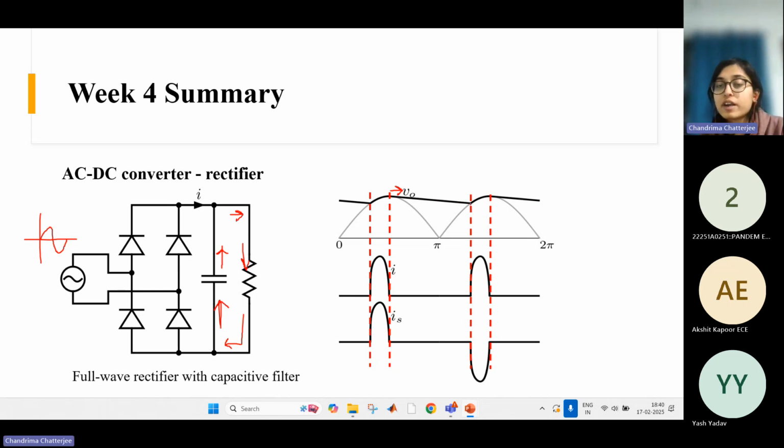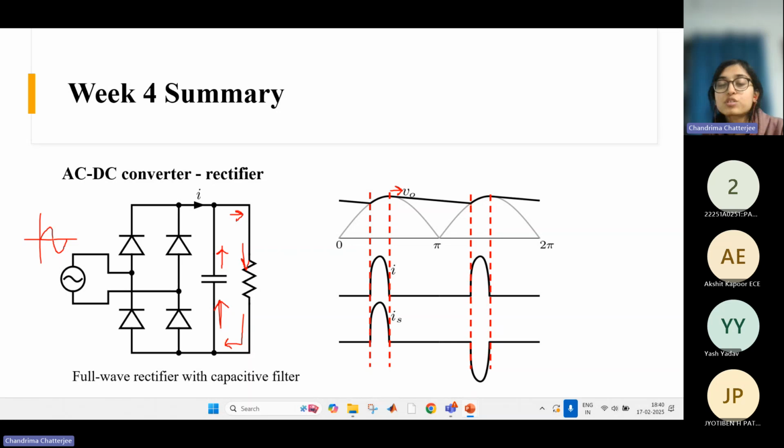Now at this point, as the capacitor is providing this current, definitely there will be some dip in the capacitor voltage. So here at this point, it was at this point. After discharging, it reaches this point. So some dip in the output voltage occurred. Now, the moment this voltage is slightly lesser than this instantaneous source voltage, which is happening here.